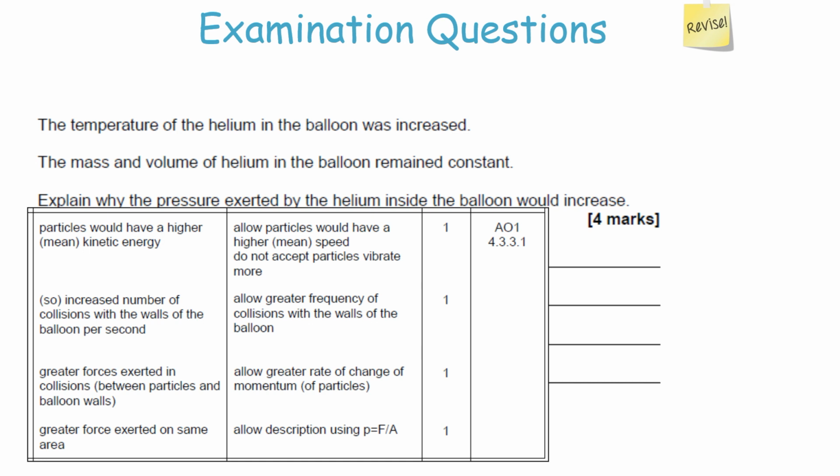So what we would say is that if the particles are moving faster, number one, each collision with the side of the container has a greater force because they're moving faster, so there's a greater change of momentum, and also that per second there are going to be more collisions because the particles are moving faster. So we're exerting a greater force over the same area, so our pressure increases.